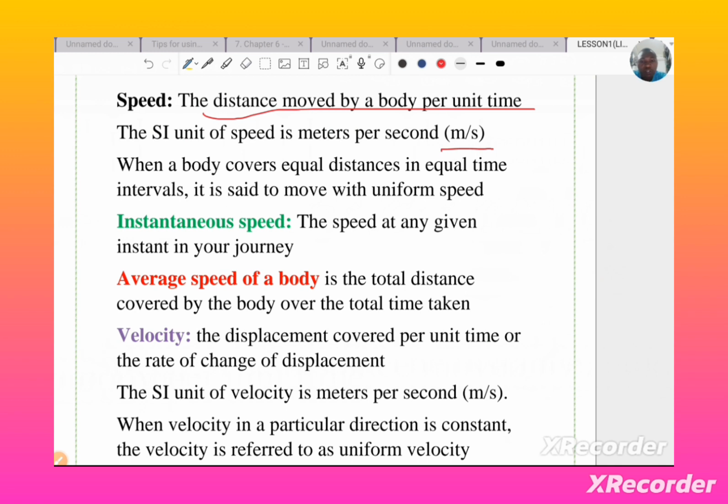Now, let us see what we call instantaneous speed. It is the speed at any given instant in your journey. For example, when a policeman takes the speed of a moving car using a speedometer, that speed is instant speed. Because if I take an example of a car which is moving from Kigali to Huye, it continues changing the speed at different times. But if I take one speed of that car, I can call it instantaneous speed. The speed at a given instant is called the instantaneous speed.